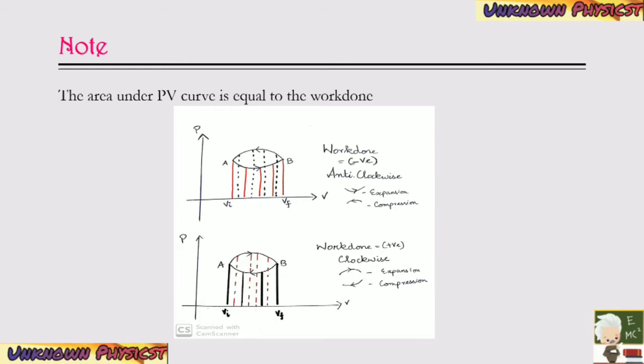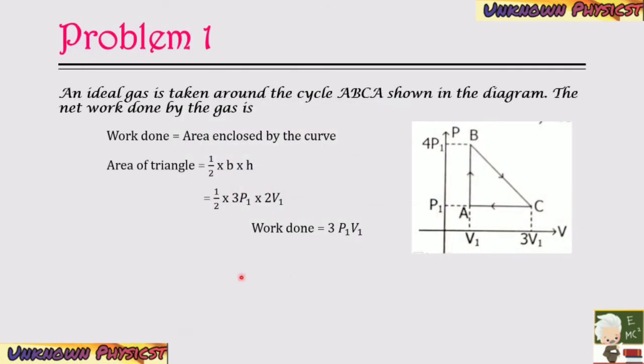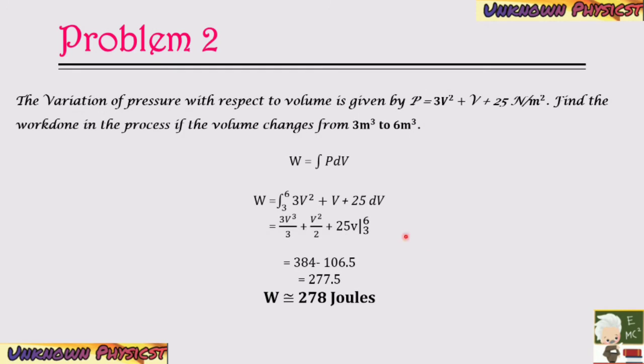Our first problem: an ideal gas is taken around the cycle ABCA as shown in the diagram. They have given a PV diagram and asked for the net work done by the gas. Just a few seconds before, we saw that work done is equal to the area enclosed by the curve. Here the area enclosed is a triangle. The area of a triangle is half into base into height. Here your base is 2V1 and your height is 3P1. Substituting it, you will get your work done as 3P1V1. So it's easy, right?